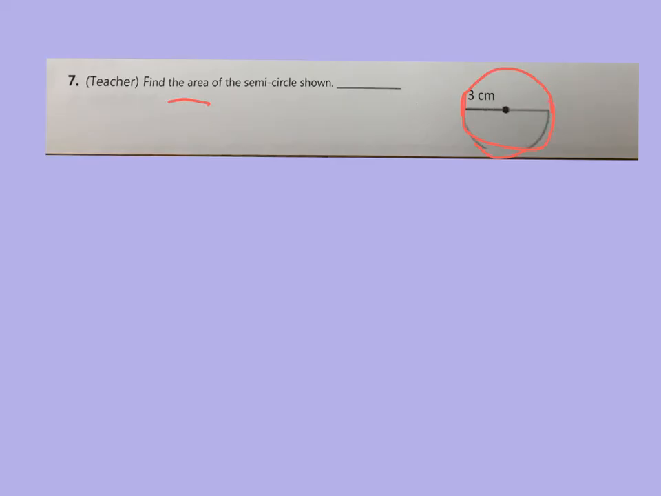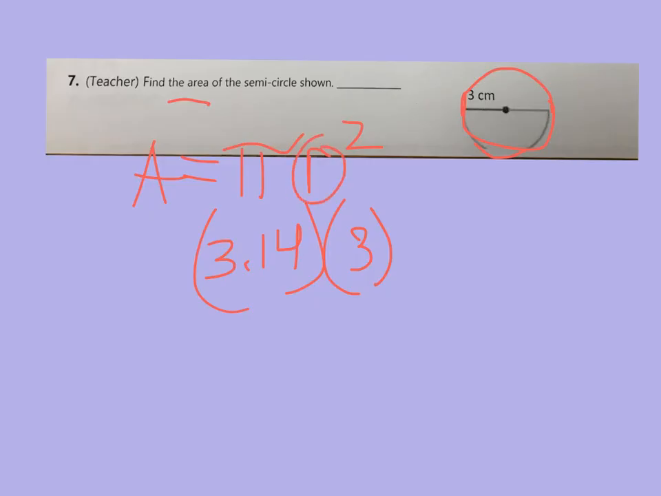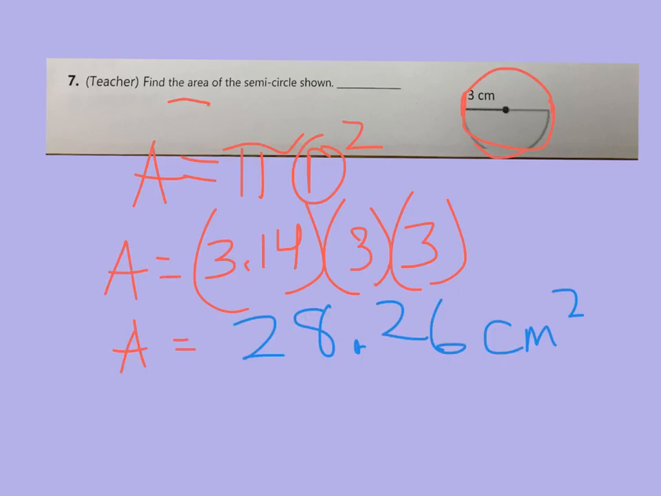All right, so we know the radius is 3, so the area formula is pi r squared. So I'm going to start filling in pi times the radius. The radius is 3. And if I'm going to square the 3, I'm going to multiply it by itself. So now area equals 28.26 centimeters squared, but that's the whole circle.